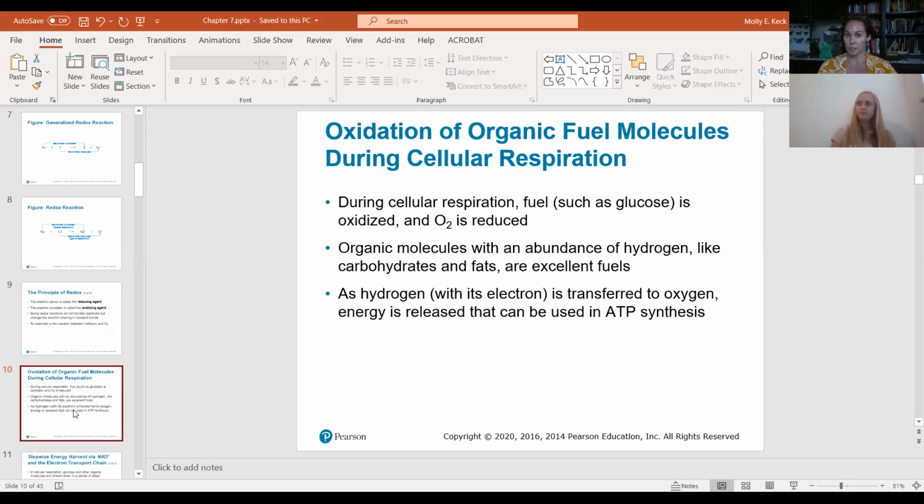So during cellular respiration, the reason why we're talking about redox reactions is because in cellular respiration, glucose becomes oxidized and O2 is reduced because it turns into water. It gains those hydrogens, or those electrons that were on the hydrogen. So cellular respiration is a type of redox reaction. If glucose becomes oxidized, then it is the reducing agent, right? And if oxygen becomes reduced, then it's the oxidizing agent.